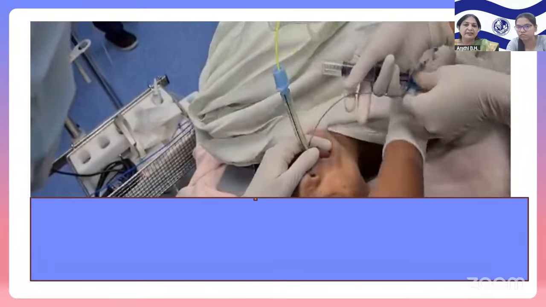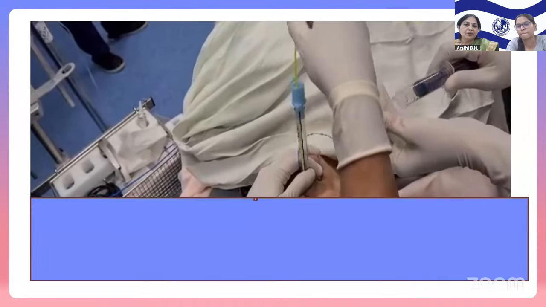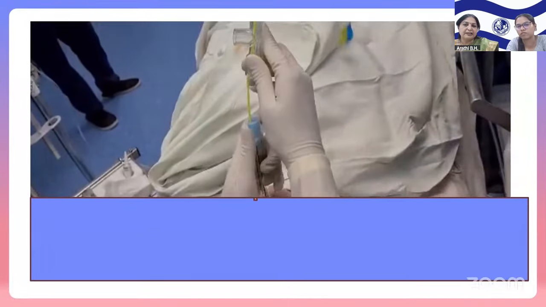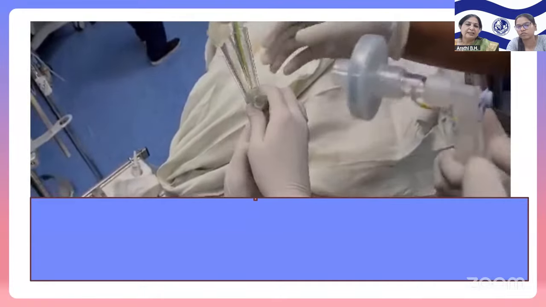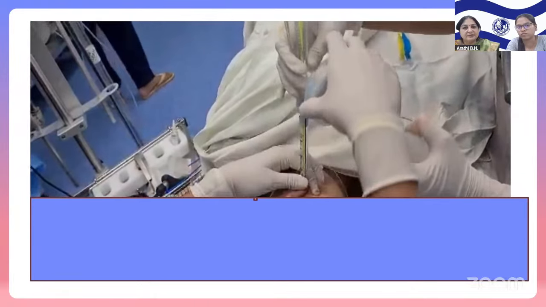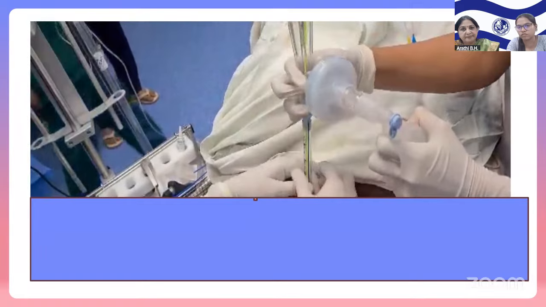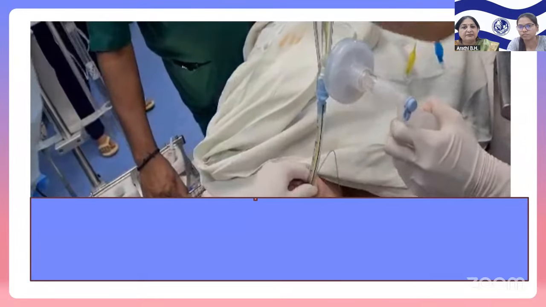You have to be very sure. You should not put the tube more inside. It should always be 4 centimeters away from the carina. Then the placement becomes very easy with the EZ blocker. So always keep it around 19 only, so that the EZ blocker placement becomes very easy and is perfectly done in one go.